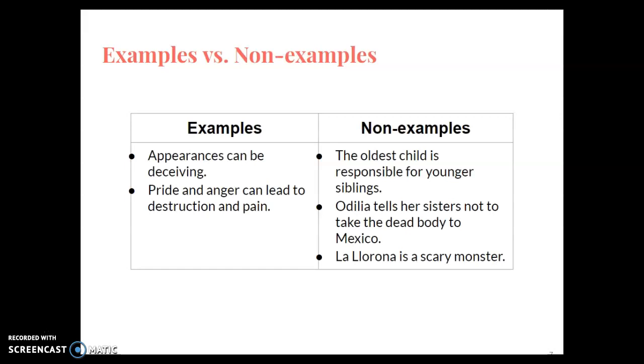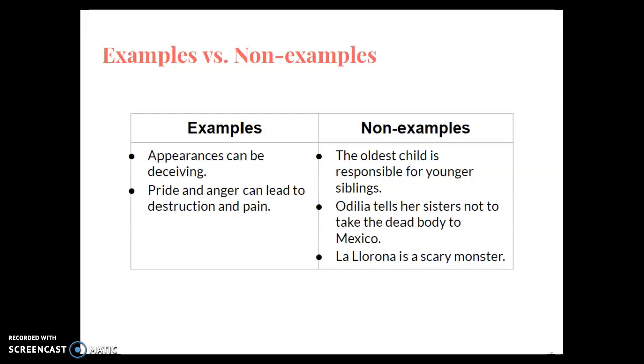Pride and anger can lead to destruction and pain is also an example of something you can take directly from the book and you can apply it to your life. However, the oldest child is responsible for younger siblings. That's not a message that you can take away from something.